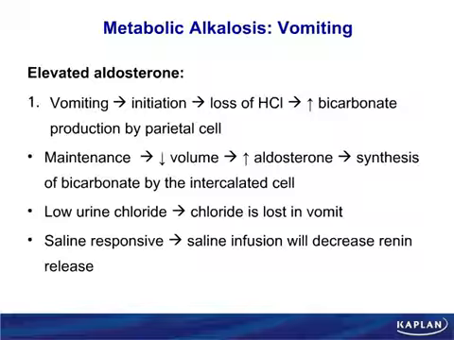Now, these patients will have a low urine chloride. Why? Because you're losing chloride in the vomit. And this is an important point because step one will ask you, how can you tell somebody has a metabolic alkalosis from vomiting? The answer is the urine chloride. If there's a low urine chloride, they have a metabolic alkalosis due to vomiting because they're losing chloride in the vomit. Now, this is known as saline responsive metabolic alkalosis. What does that mean? That means if you give them a saline infusion, you will suppress renin release, you will shut down aldosterone secretion, you will shut down the metabolic alkalosis. That's what saline responsive means.